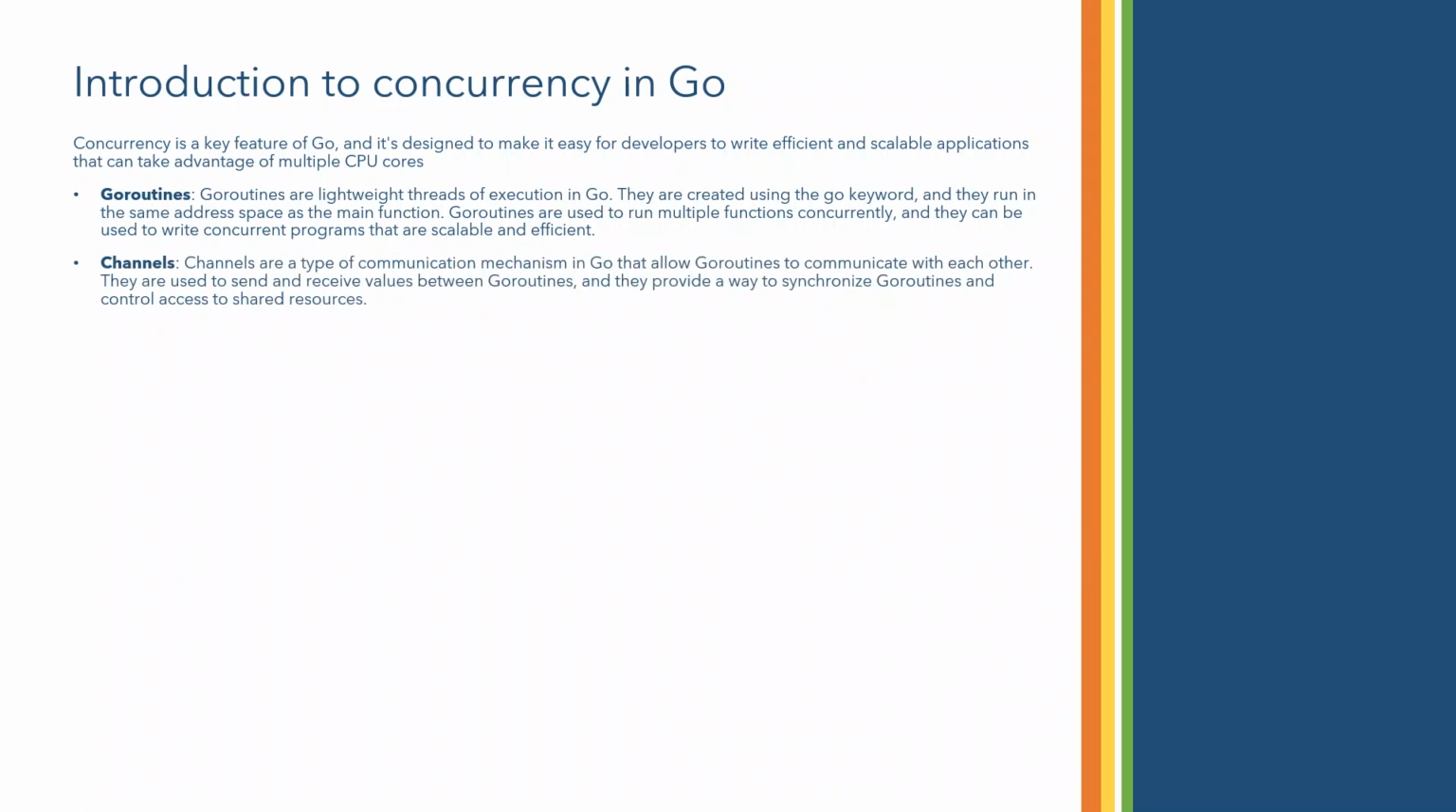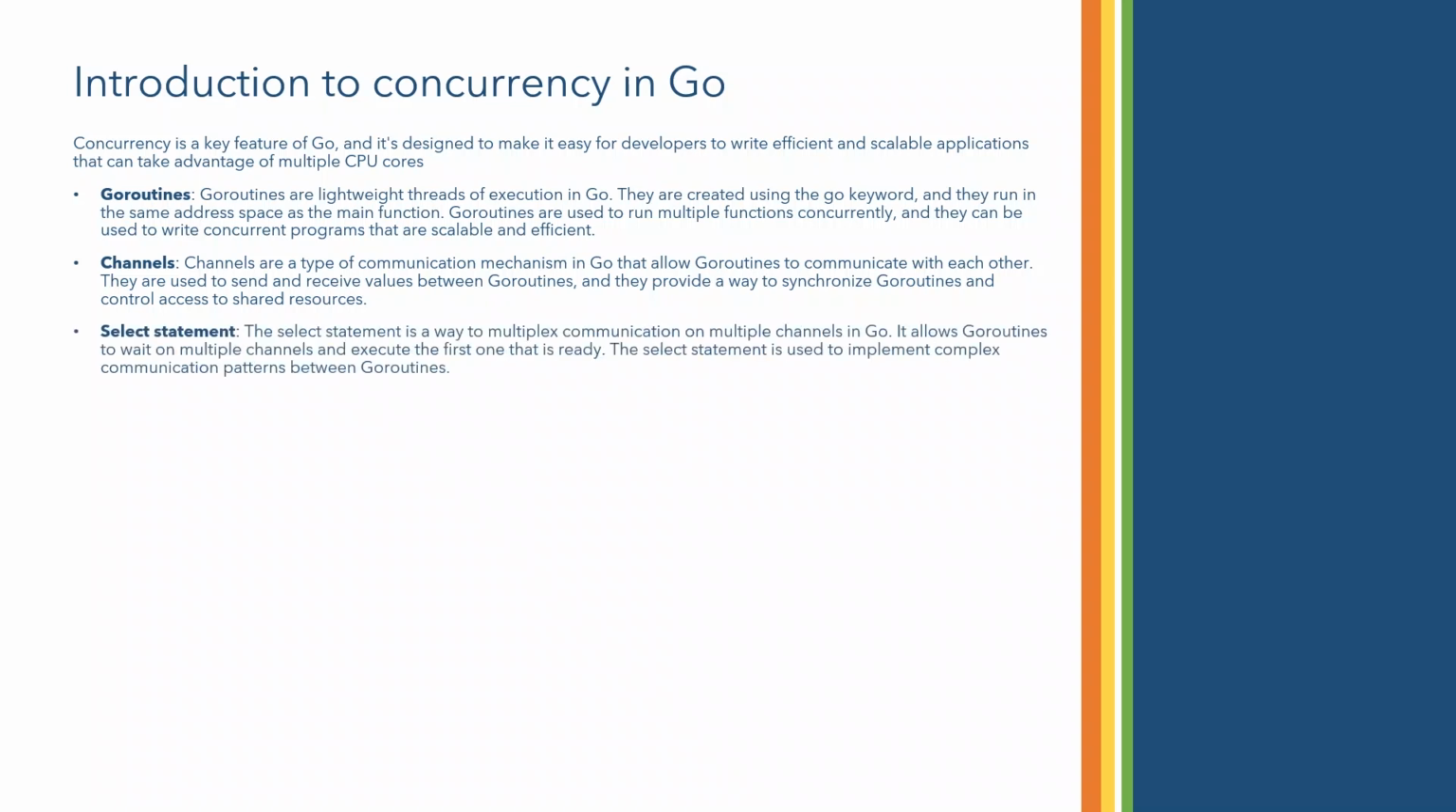Channels are a type of communication mechanism in Go that allow Go routines to communicate with each other. They are used to send and receive values between Go routines, and they provide a way to synchronize Go routines and control access to shared resources. Select statement. The select statement is a way to multiplex communication on multiple channels in Go. It allows Go routines to wait on multiple channels and execute the first one that is ready. The select statement is used to implement complex communication patterns between Go routines.